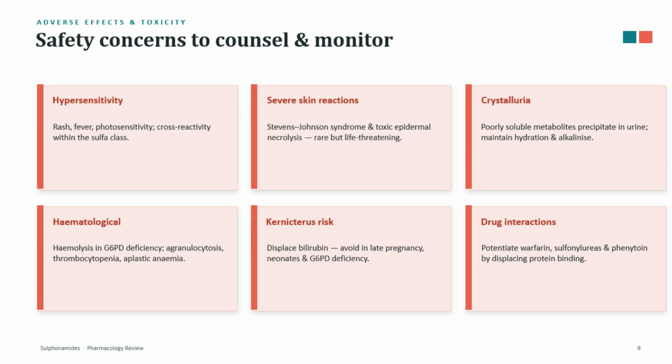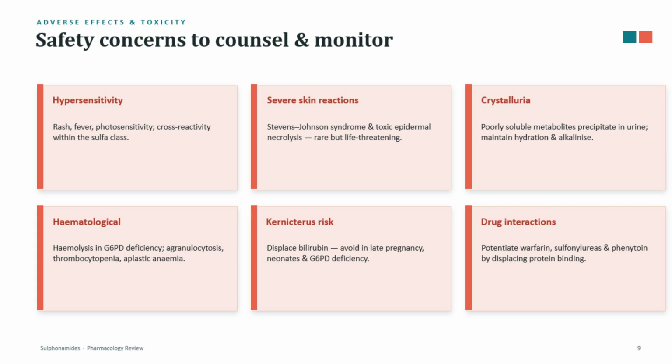First, hypersensitivity: rash, fever, photosensitivity, and importantly, cross-reactivity across the whole sulfur class. At the severe end, we worry about Stevens-Johnson syndrome and toxic epidermal necrolysis. Rare, but potentially fatal. Crystalluria happens because the metabolites are poorly soluble and precipitate in the urine. So keep patients well hydrated and alkalinize the urine.